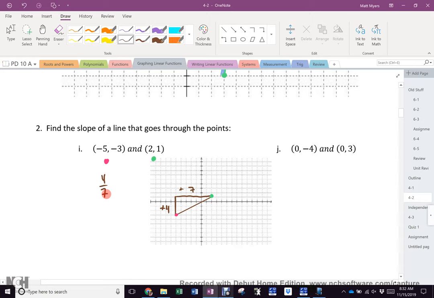4/7. Yeah? Yeah. Purple dot at 0, negative 4. 1, 2, 3, 4. Orange dot at 0, 3. 1, 2, 3. What's the slope? Undefined.